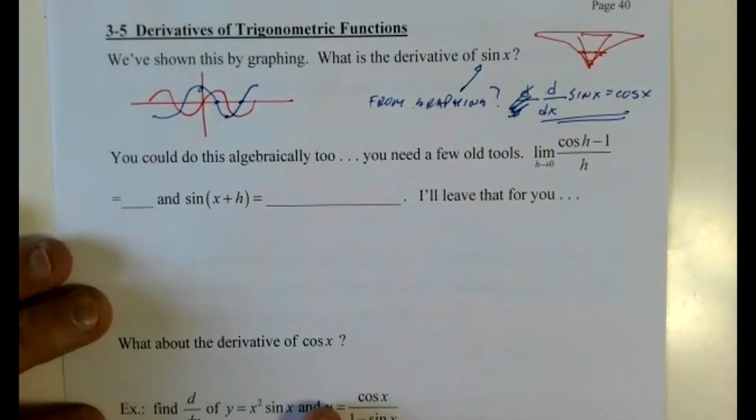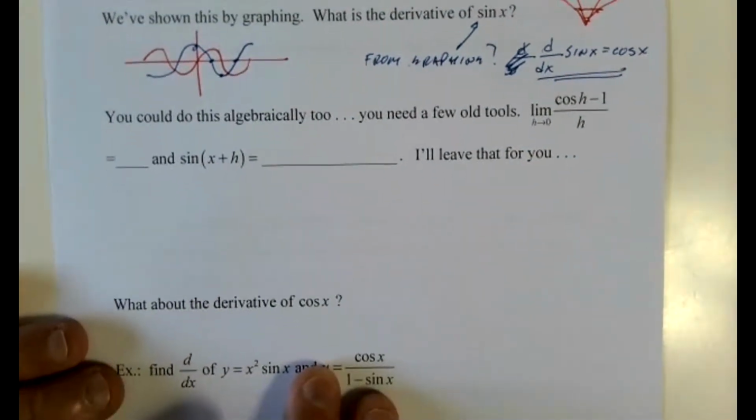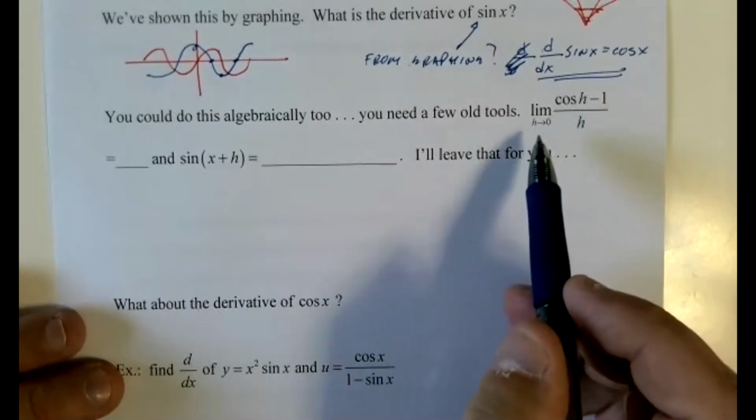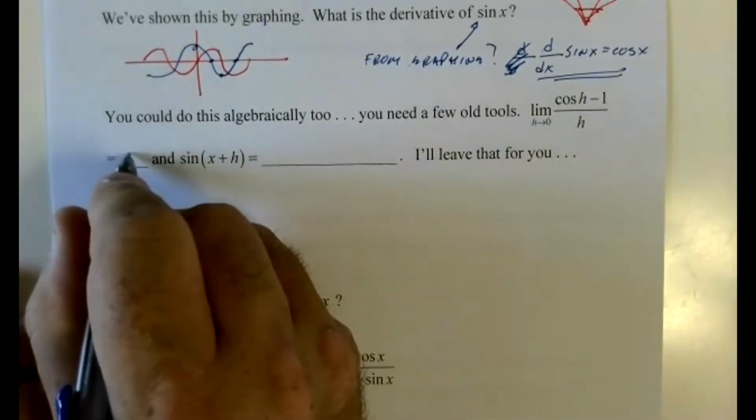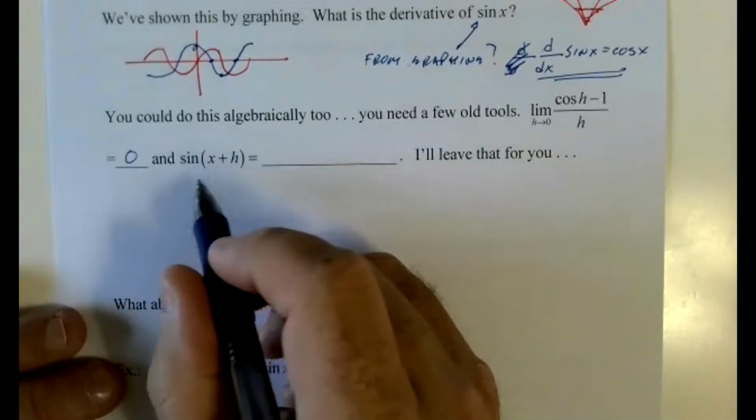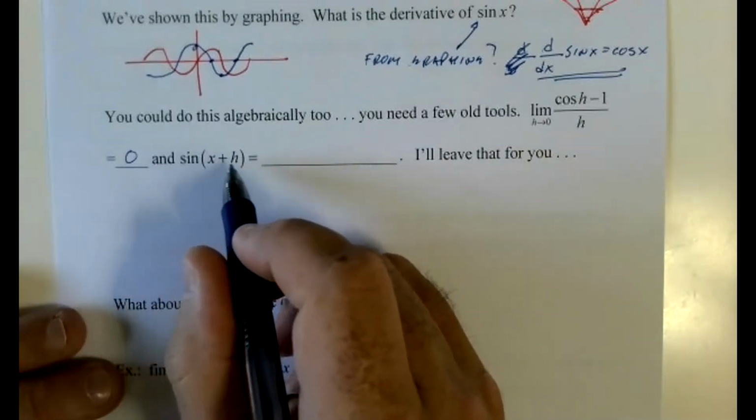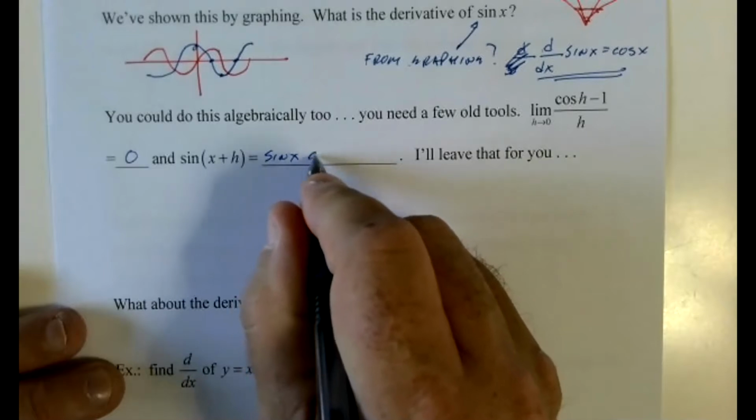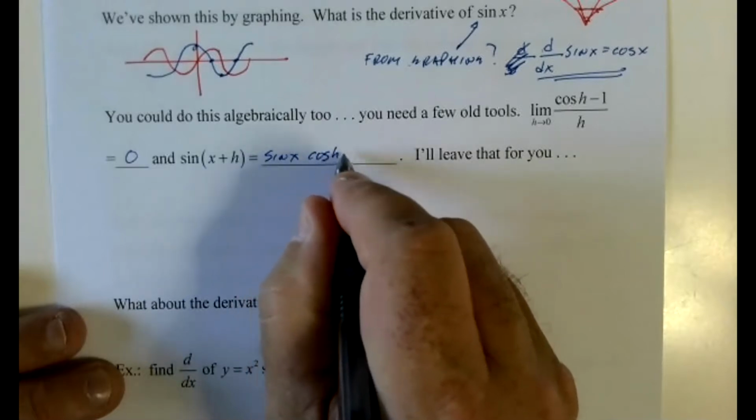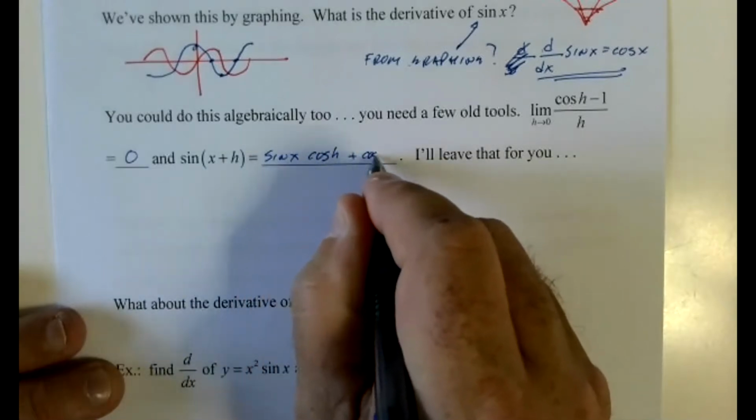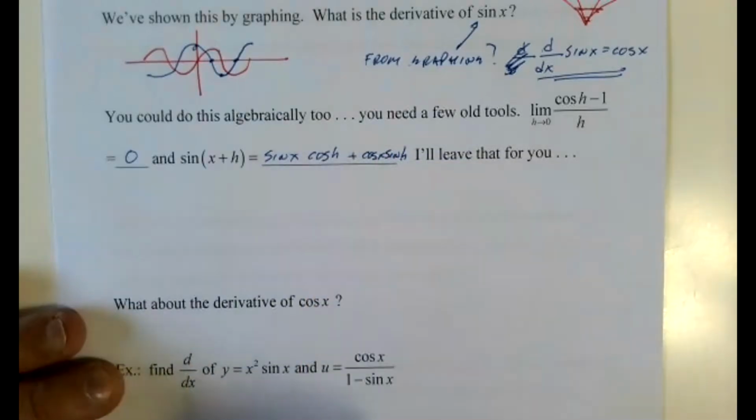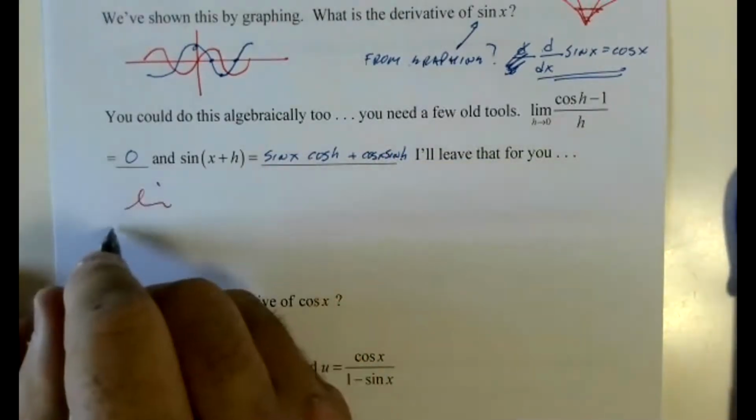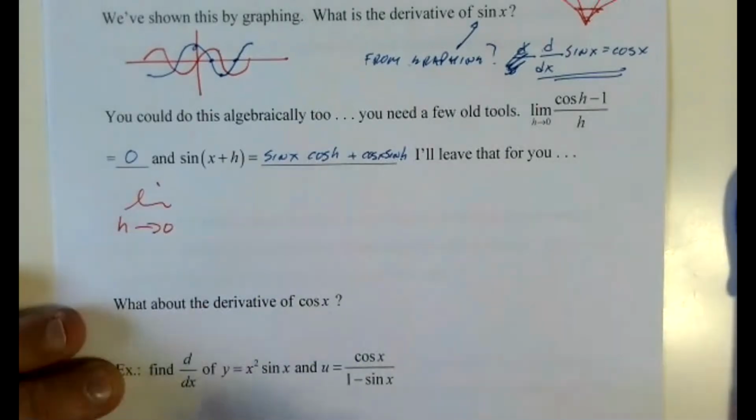All right, you can do this algebraically. So we look at the limit as h approaches 0 of cosine of h minus 1 over h. Plug that in your calculator and you find out it's 0. And then you find out that sine of alpha plus beta, you can rewrite as sine of x cosine of h plus cosine of x sine of h. I was going to leave it for you, but I honestly don't know if I can do this. I thought it'd be fun.